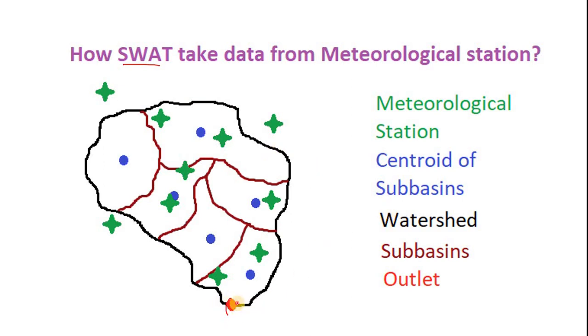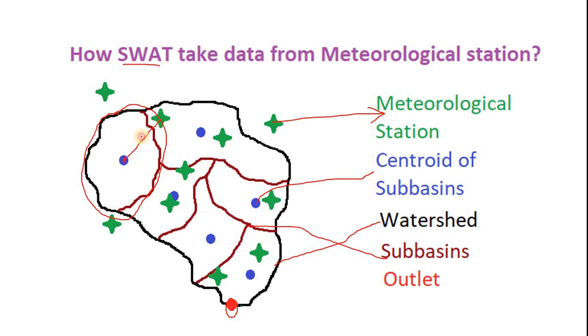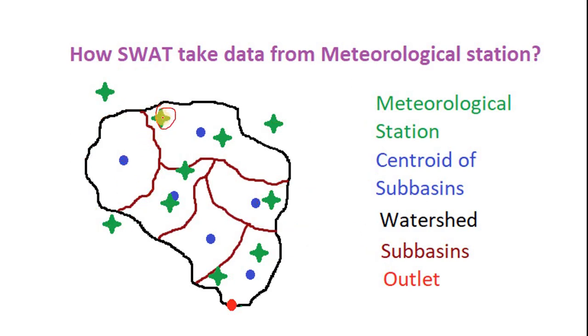Let us consider one outlet, and this is the catchment, further divided into subbasins, and this represents the centroid of subbasins. Green represents the meteorological station. Let us consider this subbasin. Now SWAT will calculate the distance from the centroid of the subbasin to all the meteorological stations and find the least distance, and the nearest will be assigned to this subbasin. In this case, this is nearest, so all the data of this meteorological station will be assigned to this subbasin.